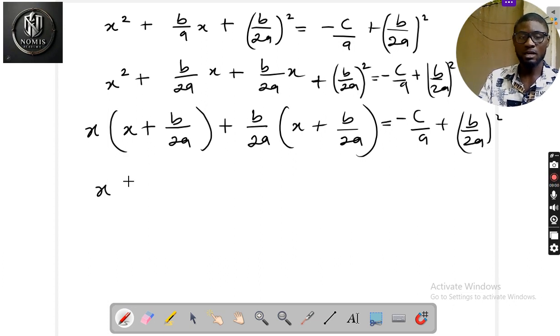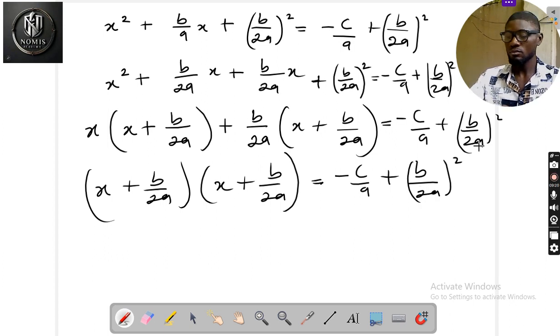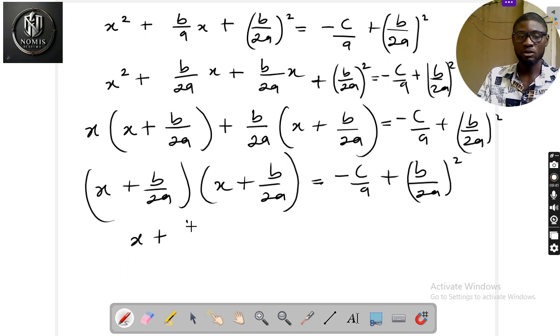So you have x plus b all over 2a. This is what we end up having at this side entirely, is equal to minus c all over a plus b all over 2a all squared. So what we are going to do next is to add it together. This particular part now gives us x plus b all over 2a in two places, right? Equal to, so what do I do here?